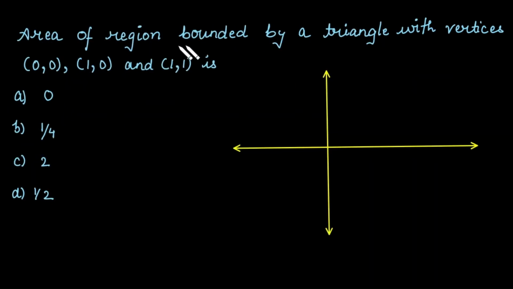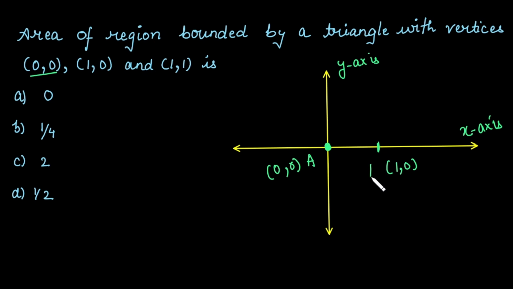Next question is area of the region bounded by the triangle with the vertices these. So here we have taken the Cartesian plane. Suppose this is the x-axis and this is the y-axis. Now where is the (0, 0) point? That is the origin. Suppose A point, that is the origin. Then (1, 0), x is 1 and y is 0. B point. Then (1, 1). (1, 1) means when x is 1, the value of y is also 1. This point.